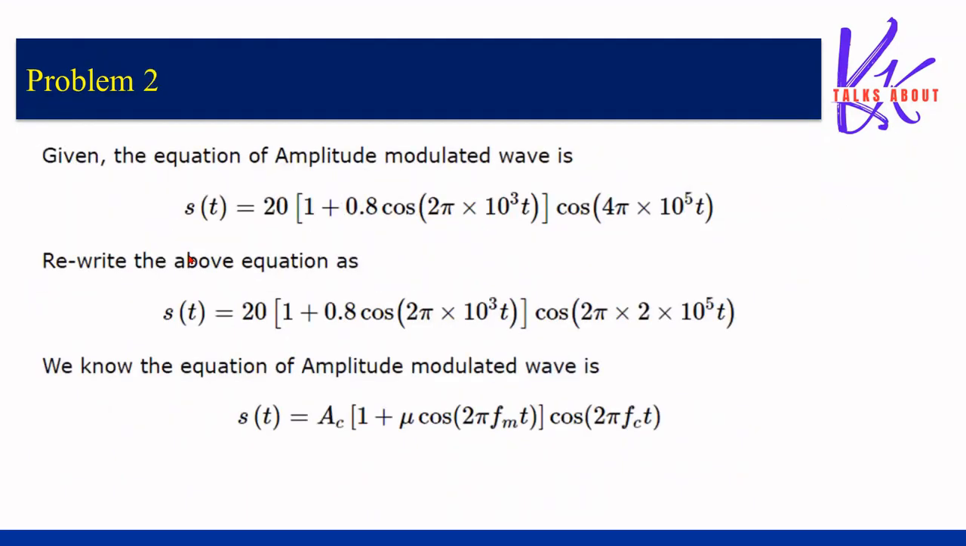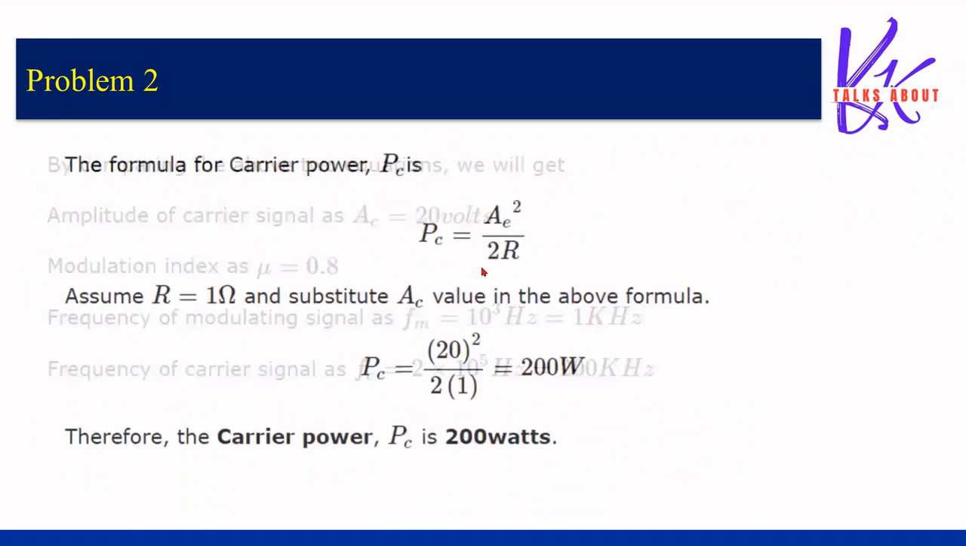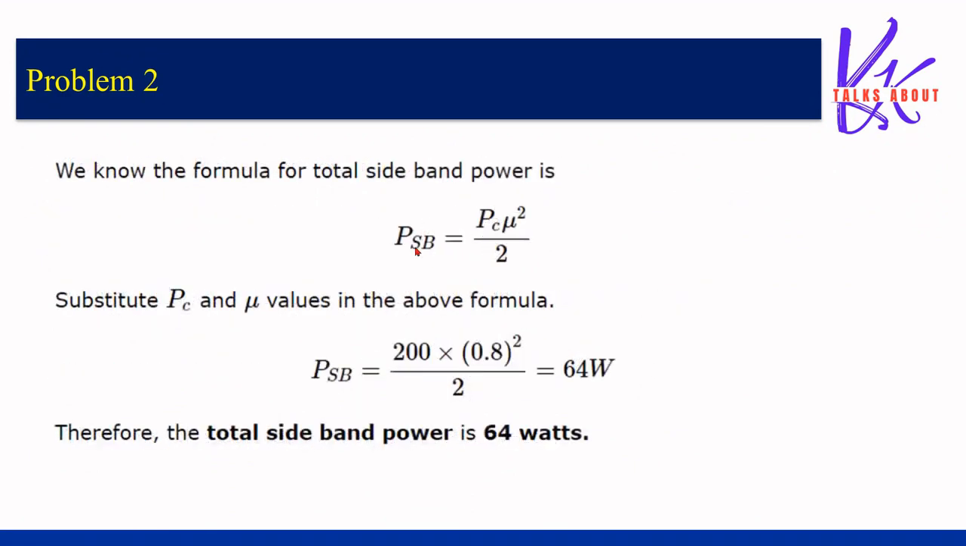Now let us proceed to calculate the upper sideband, lower sideband power. The equation for sideband power, we are going to express as Pc into mu square by 2. That is sideband power, meaning both upper sideband and lower sideband. Substituting, as we have already calculated Pc and mu values, we will get the power utilized by the sidebands as 64 watts, and therefore the total sideband power is 64 watts, that is upper and lower sideband.